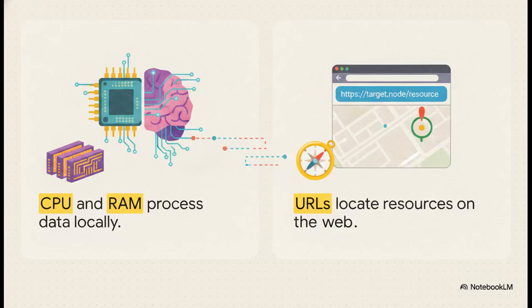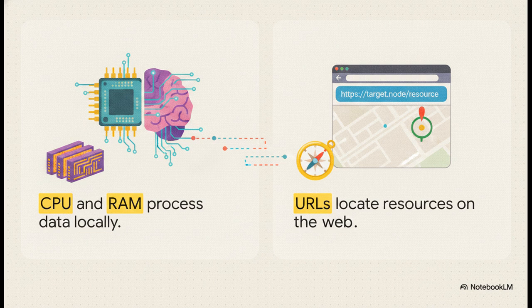But connectivity is really only half the equation, right? We also have to look at how local computing power interacts with external network routing. On the physical hardware side, you've got your CPU, the central processing unit, which is basically the brain handling the core computations. Then there's RAM, random access memory, giving your system the high-speed data access it needs for active, real-time processing.